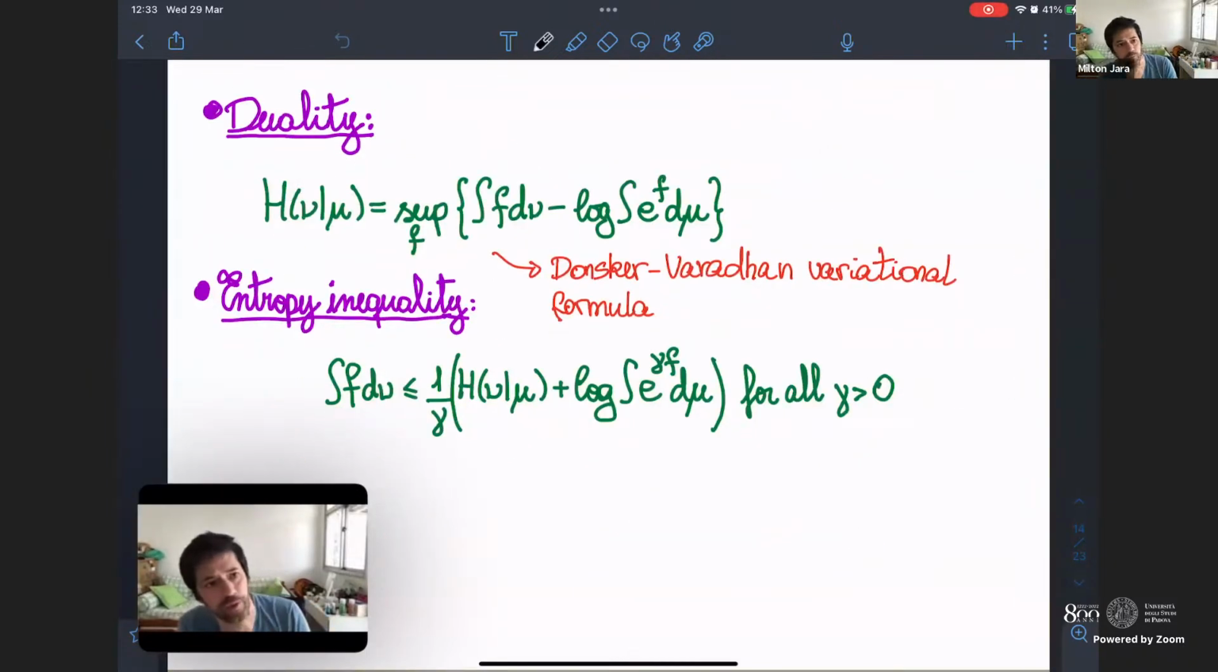Something which is really nice about relative entropy is that it satisfies duality. Variational principles are always nice because they allow you to do a little bit of analysis on top of what you are doing. And there is a formula for the relative entropy. This is sometimes called the Donsker-Varadhan variational formula because it's slightly different from the formula that you can derive from the Legendre transform, but it's somehow the same. And from this variational formula, you get an inequality. So you can estimate integrals in terms of relative entropy. You can change the reference measure from nu to mu, paying the cost of relative entropy in this way.